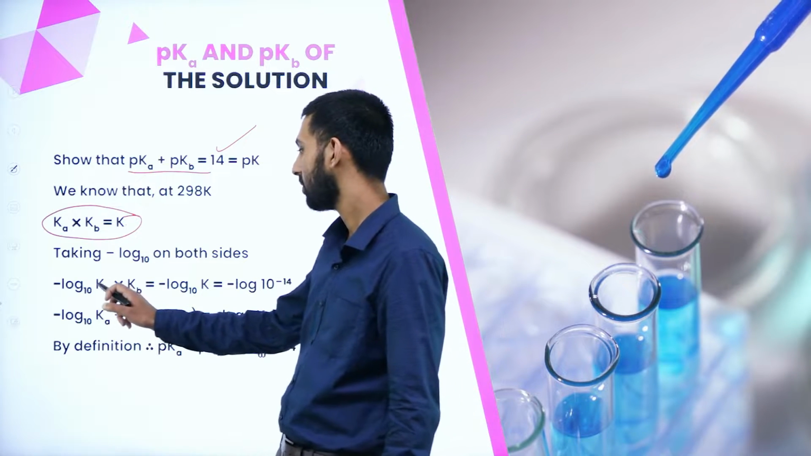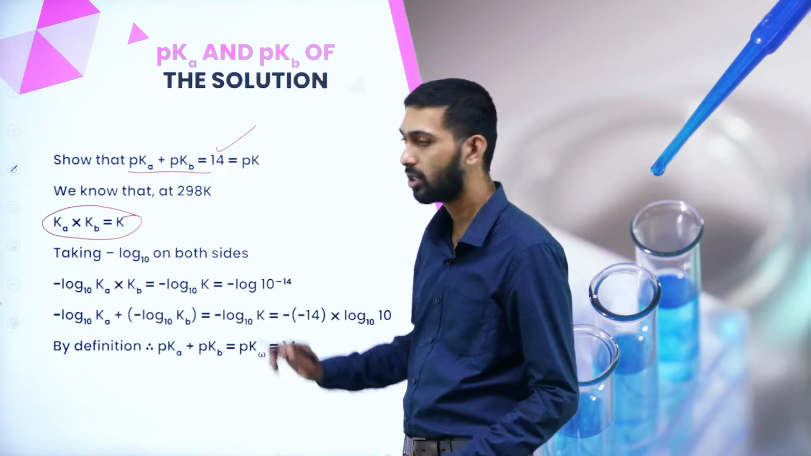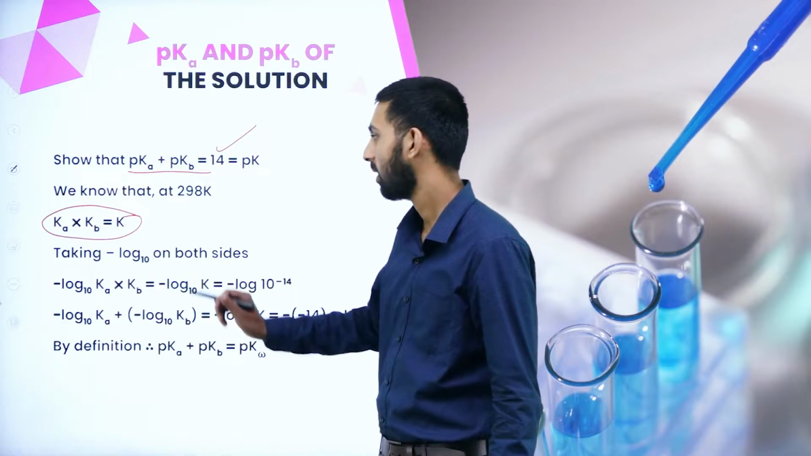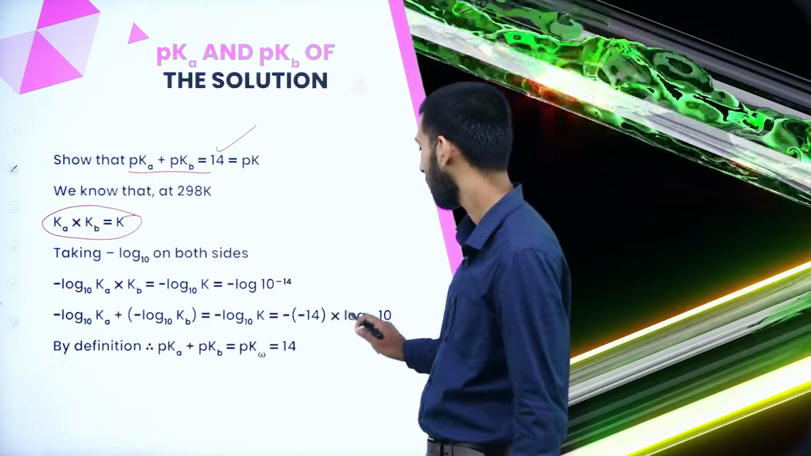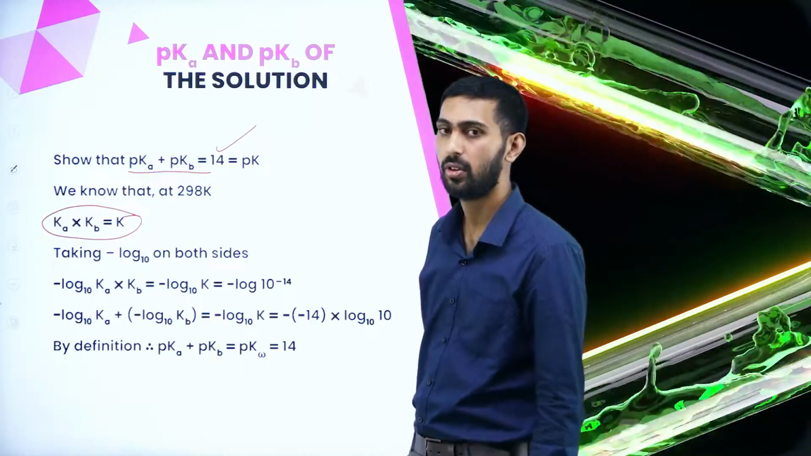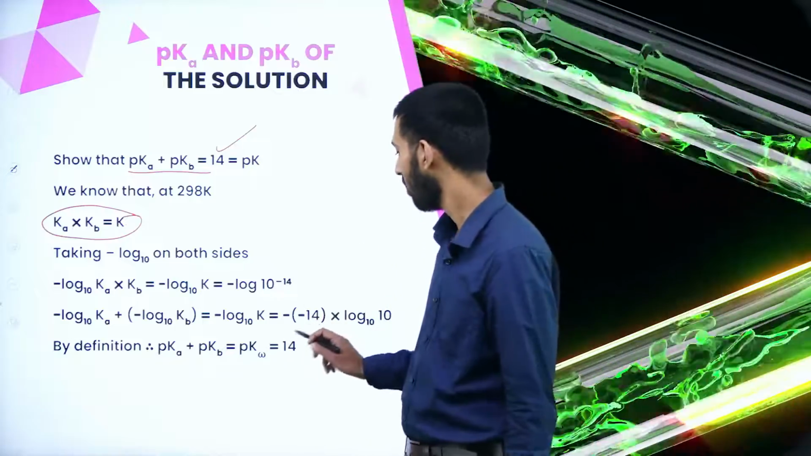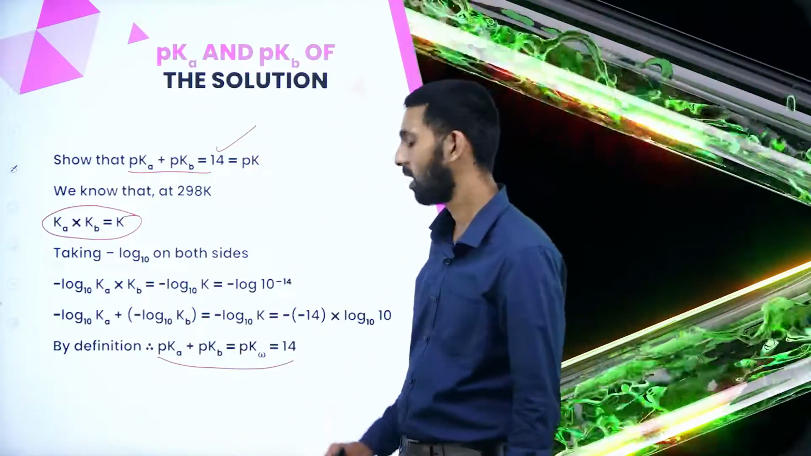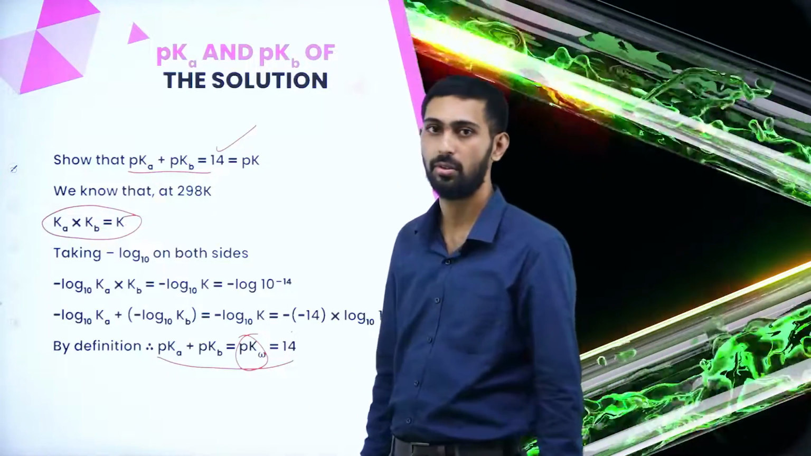We just have to take the log common. What answer will we get? Log of Ka into Kb will be equal to minus 14 log 10. Log 10's value we know is equal to 1. So minus 14 into 1 gives us the relation pKa plus pKb is equal to 14, or pKw.